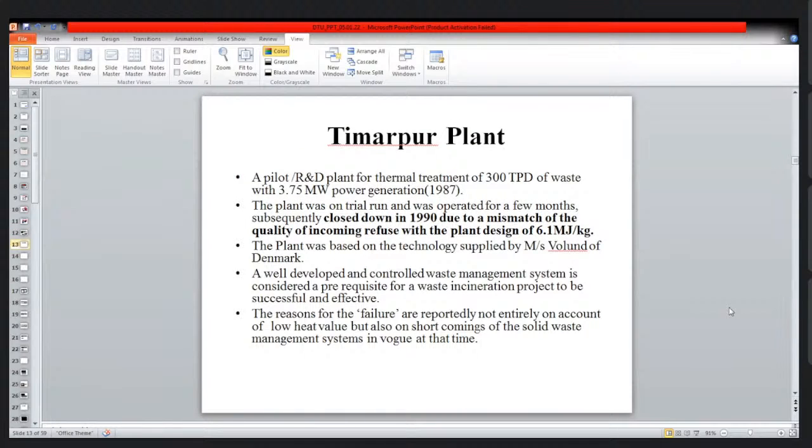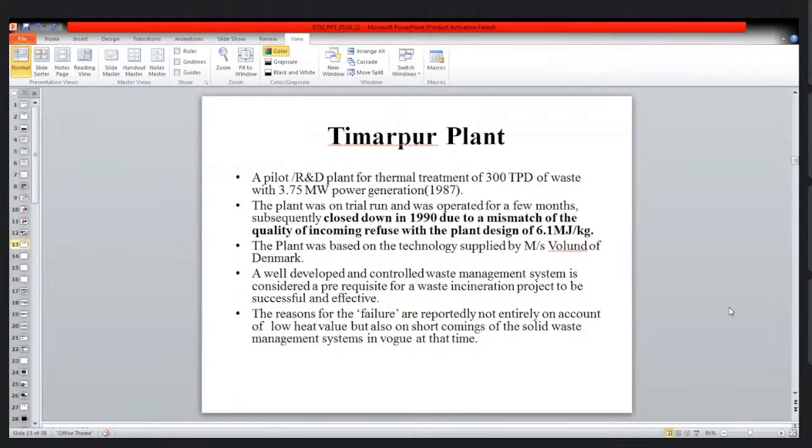Now we have to look at the Timarpur plant, which is a pilot research and development plant for thermal treatment of 300 tons per day of waste with 3.75 megawatt power generation capacity. It was installed in 1987. The plant was on trial and was operated for a few months, subsequently closed down in 1990 due to a mismatch of the quality of incoming refuse or waste. The calorific value of the feedstock, that is waste, was relatively low as compared to the design point of the plant. So finally, the plant could not survive and it failed.